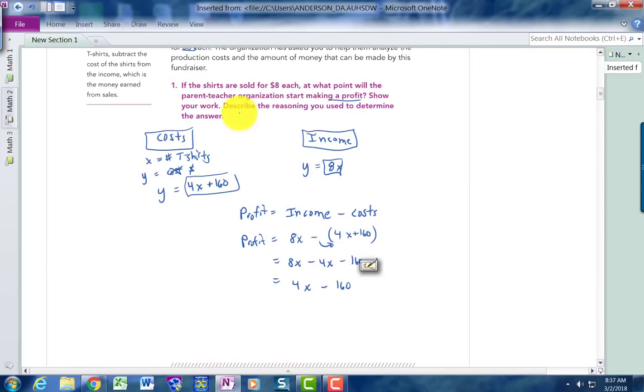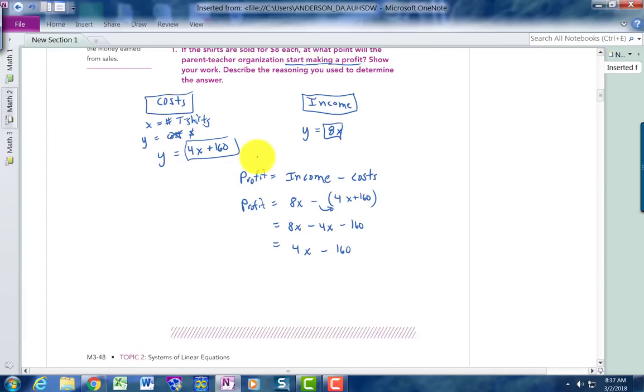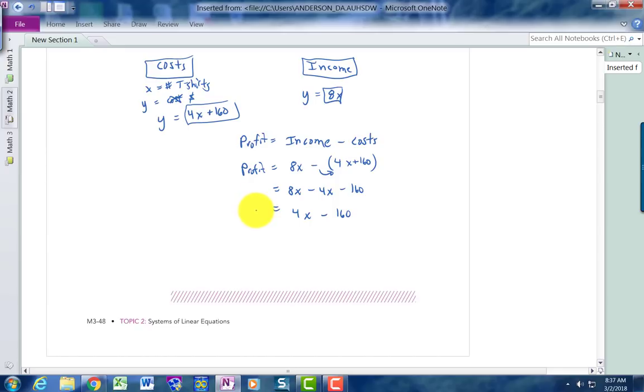Now they want to know when your parent-teacher organization starts to make a profit. Well, let's find out when the profit was nothing, was $0. So let's set the profit on the left side. If we just bring this word down, profit. So let's find out when we make nothing. We'll let profit equal 0, equals 4x minus 160. If we add 160 to both sides, you get 160 is equal to 4x. Divide by 4, and you get x is equal to 40.